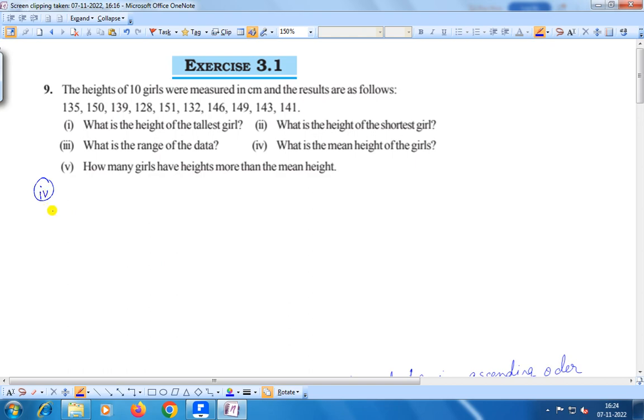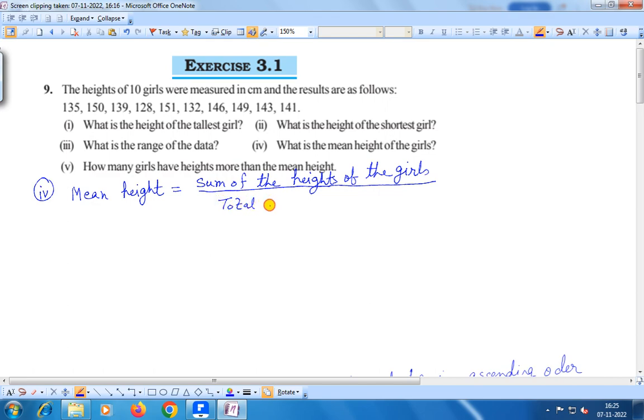Mean height is equal to sum of the heights of the girls divided by total number of girls.